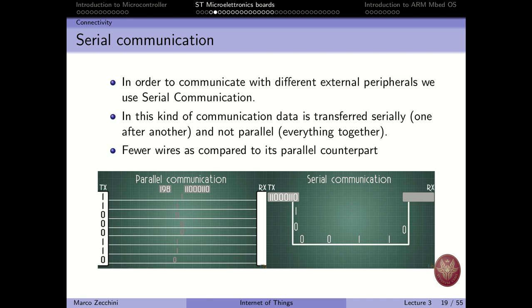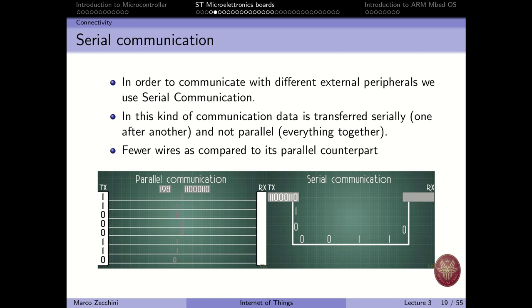And you can imagine why, as you can see in the picture. For example, this is an 8-bit long word that we want to transmit to our receiver, and in order to achieve this goal, if you want to send this number here, we should have 8 wires for sending this information in a parallel way.